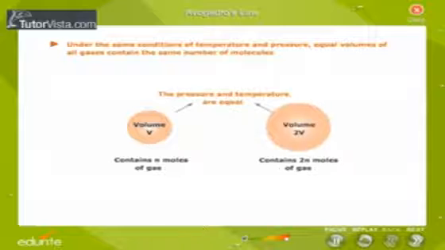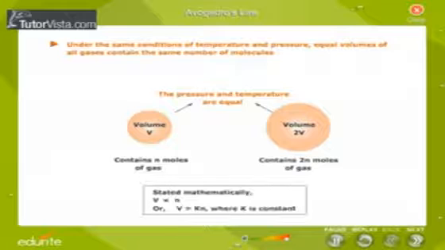Here is an illustration. The law can be explained by correlating the number of molecules present in known volumes of gases. Here we see a volume V of some known gas which contains n moles of the gas. We observe that a volume of 2V, or twice the former volume, contains 2n moles of the gas. This can be mathematically stated as V is proportional to n, or V is equal to Kn, where K is constant. Now click on the next button.